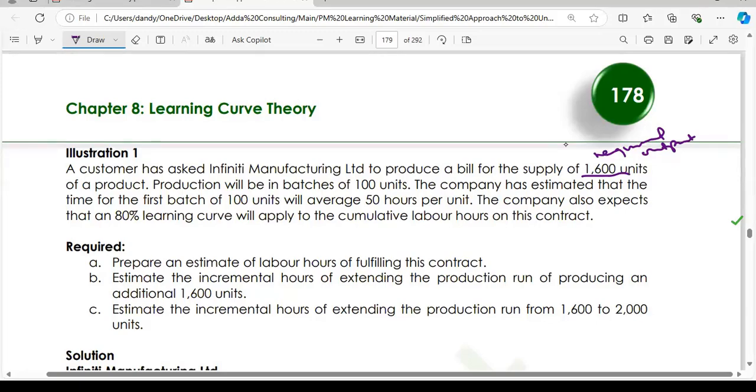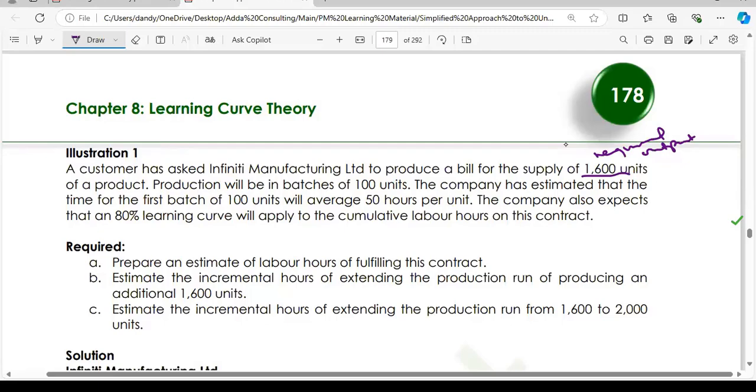Estimate the incremental hours of extending the production run of producing an additional 1,600 units. Estimate the incremental hours of extending the production run from 1,600 to 2,000 units. Thank you, Temilade. Yes, that is the question.